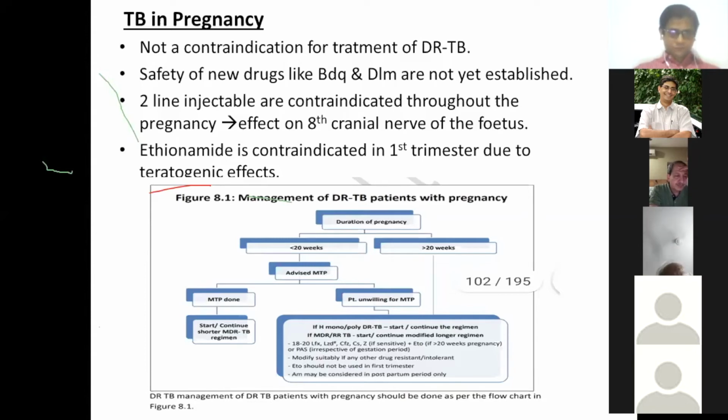drug-resistant tuberculosis in a pregnant woman. If the duration of pregnancy is less than 20 weeks, then advise MTP. If the patient is willing for MTP, then start the regimen. If it is more than 20 weeks or the patient is not willing for MTP, and the patient has isoniazid mono or poly drug-resistant TB, then start the regimen. And if it is MDR TB, a modified longer regimen is suitable for that.